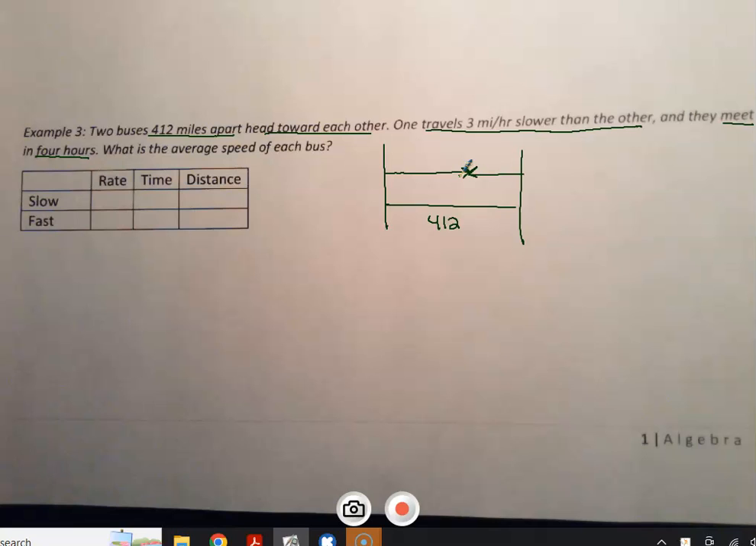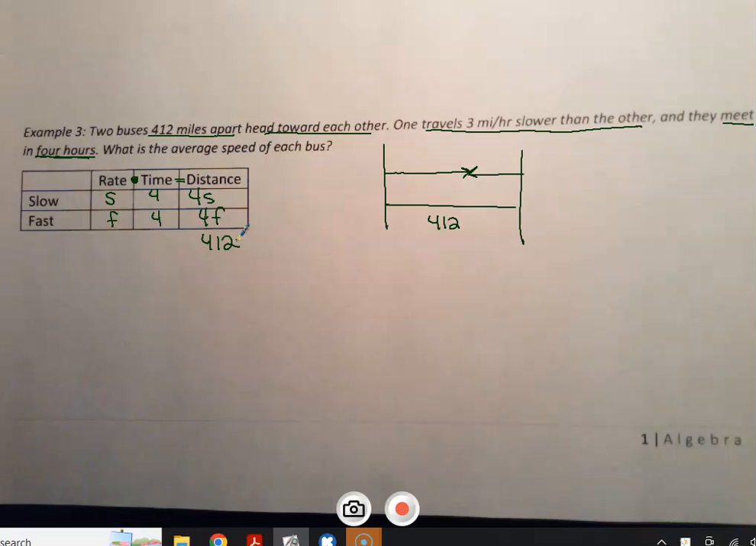Okay. So the cool thing again though is because we're working with systems, we can use 2 different variables. So we have a slow train. We don't know its rate. It's just the slow train. And we have a fast train. The time is 4 hours, right? It's right here. And then our distance is an equation. Rate times time equals the distance. So the distance for the slow train is 4s, and the distance for the fast train is 4f. And we know they went 412 miles total.